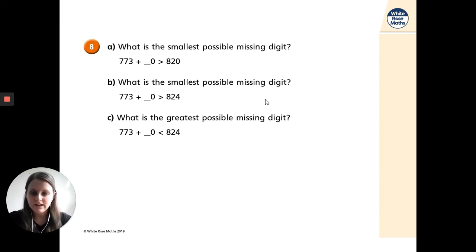So start at 10, or you could start at 90 and work down, whichever way you think will be best. So work through and find the smallest possible answer. You might have to work out lots of different answers to be able to get to the smallest one, so it might take a little while.